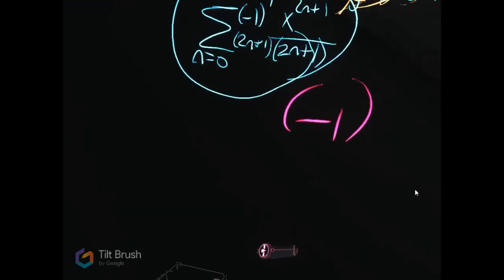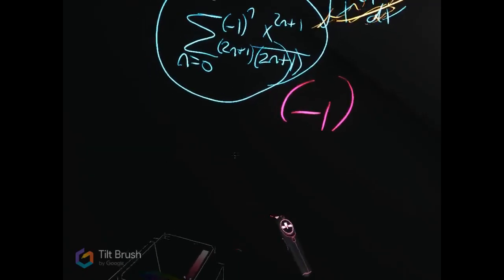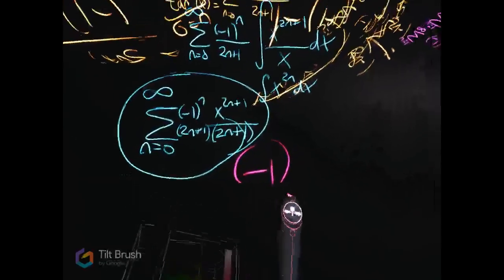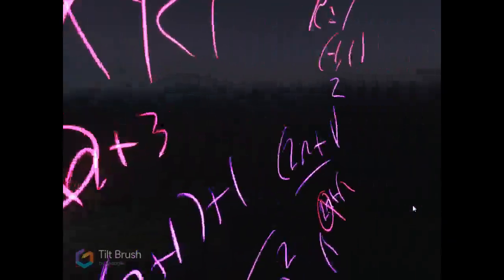I don't think he asked you for that though. Oh no, he doesn't. He only asks you for the radius of convergence, so you don't have to test the endpoints. Once you find out that the radius is 1, you're done.